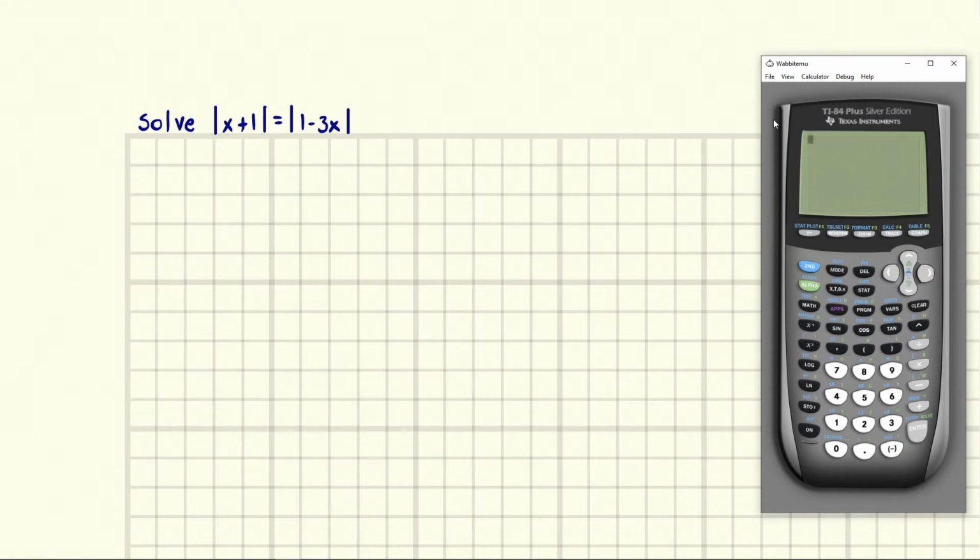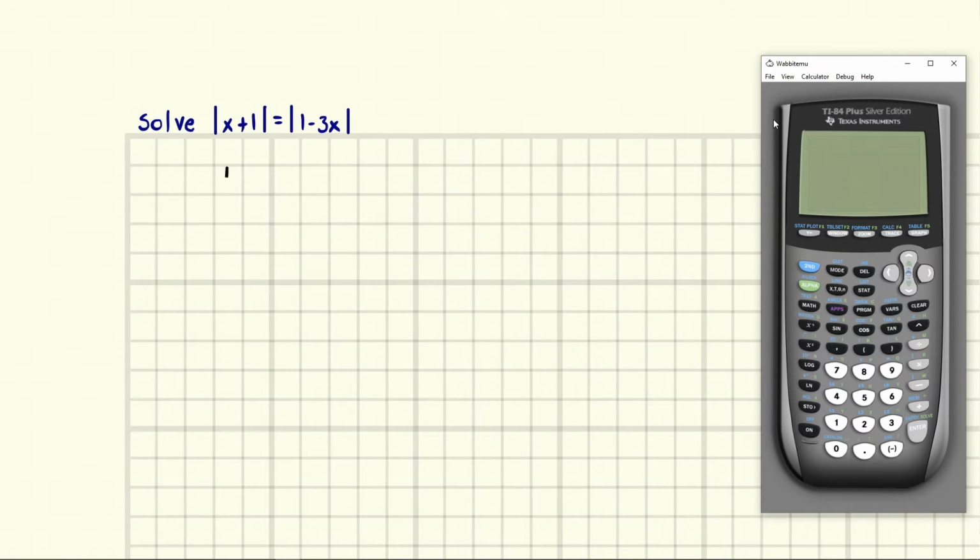Eric Burgess here, and we've been asked to solve the following equation: the absolute value of x plus 1 equals the absolute value of 1 minus 3x. This looks scary because we have two absolute value signs, but it is not that scary.